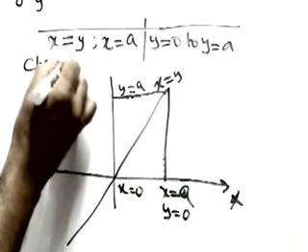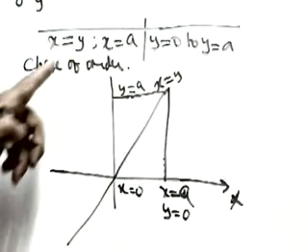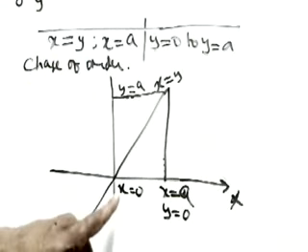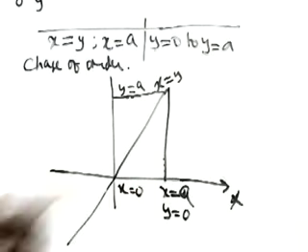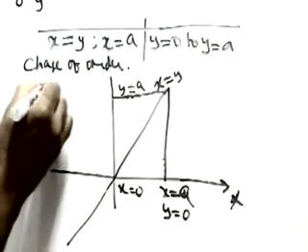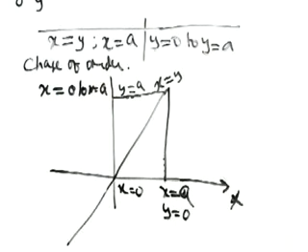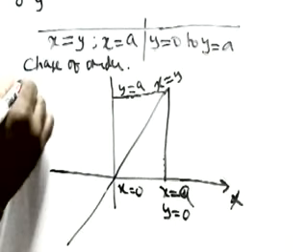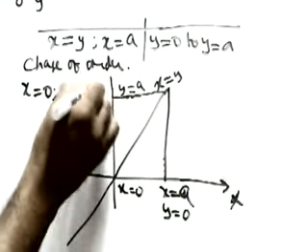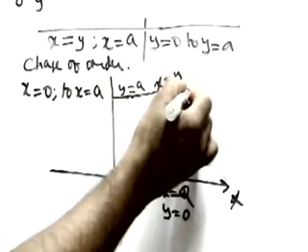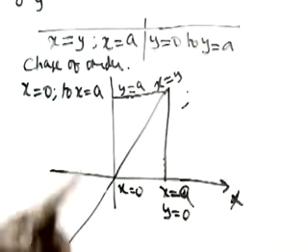When we change the order, let me write like this. In change of order, we have to write x in terms of constants. So after change of order, we can write x equals 0 to x equals a. Now we have to write y in terms of variable.